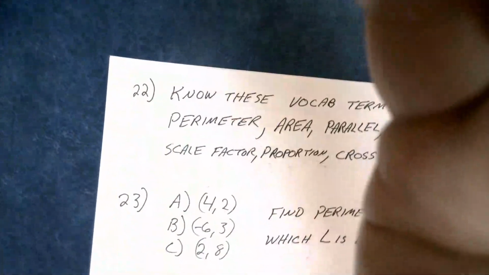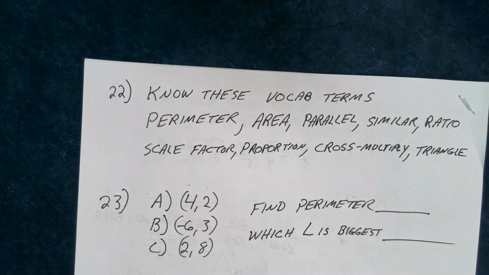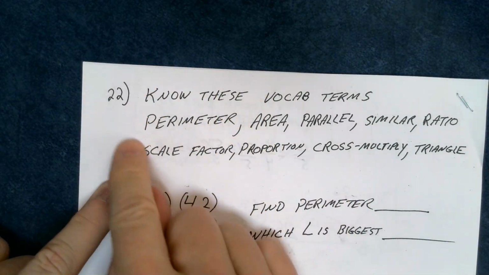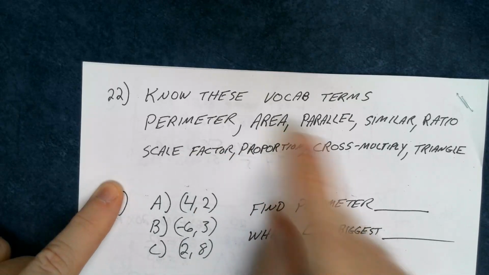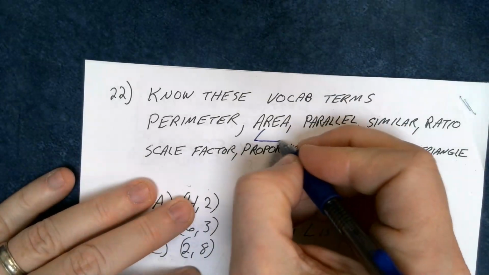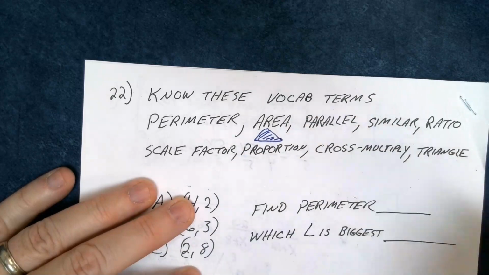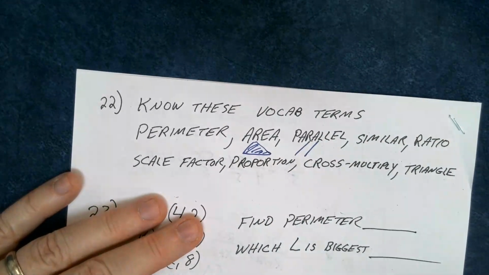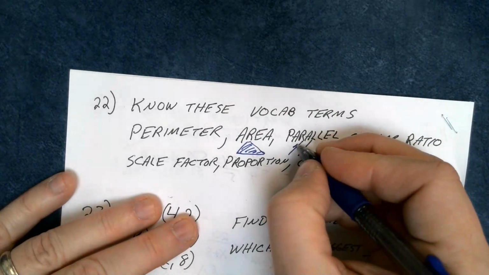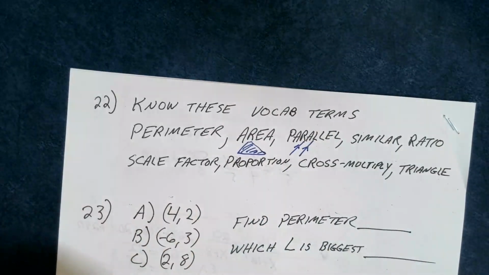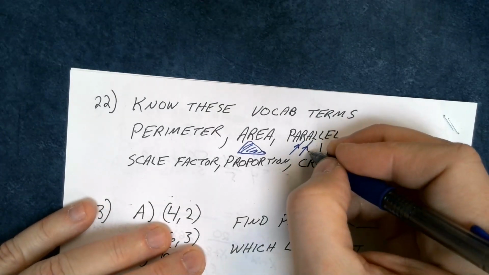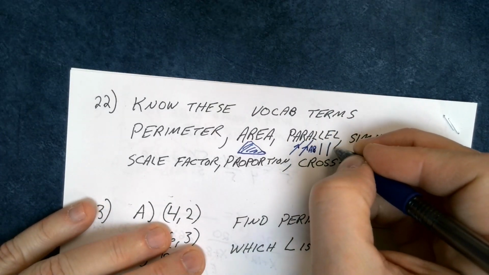Okay, so I go here. I say know these vocabulary terms. So I'm just going to give you some verbiage here. Perimeter, distance all the way around a shape. Area is the space inside a shape. Parallel means that two lines never intersect, showed by little arrowheads on those segments. It says like AB is parallel to CD.